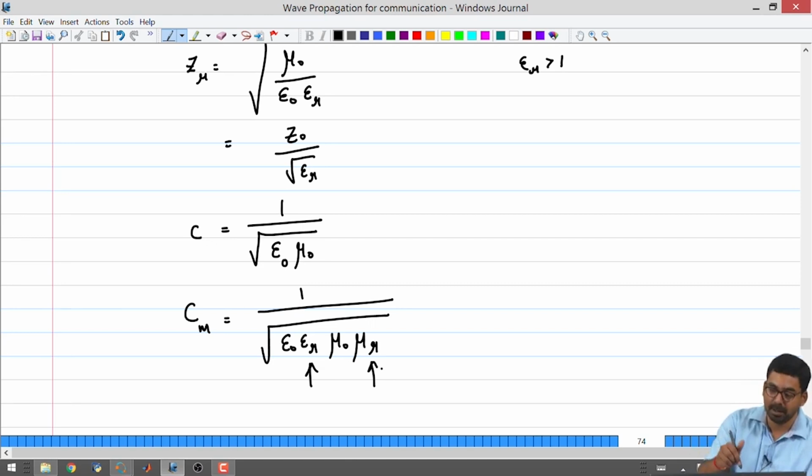If they are magnetic, then mu r will start to play a role, but it is questionable whether the mu r role is going to be higher than epsilon r and all that. Those are all special cases.